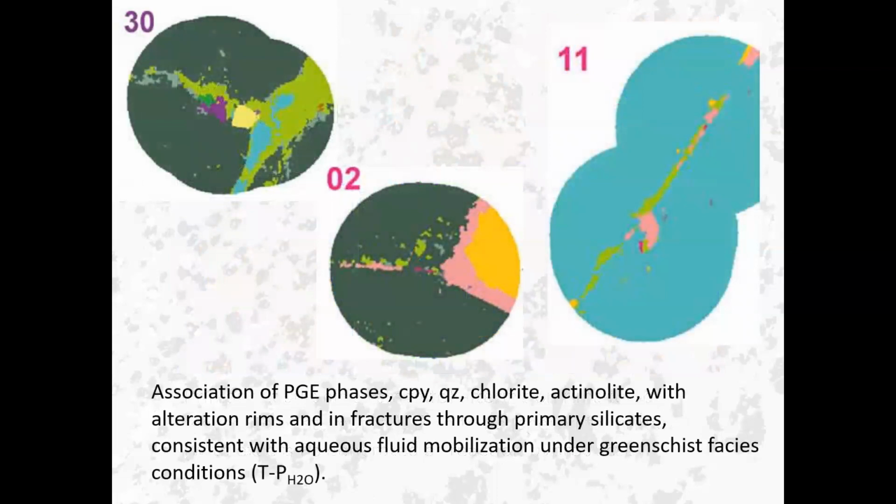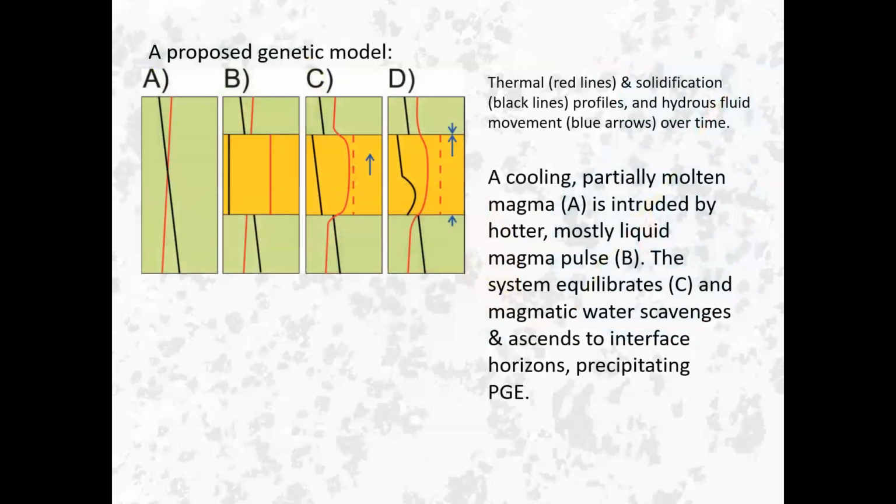And then we also see, as Malta described, locally the association of the PGE phases with basically greenschist facies assemblages: actinolite, chlorite, quartz, and chalcopyrite. So again, showing us that the system is remaining active, at least on a small scale, until quite low temperatures. So the model I proposed to explain this is quite similar to the model that was just presented.